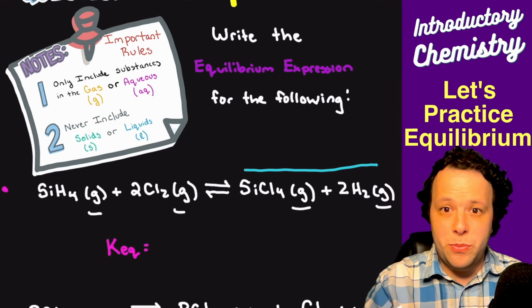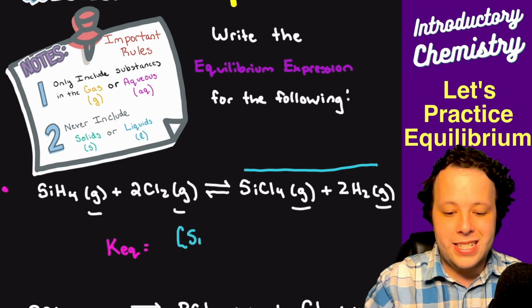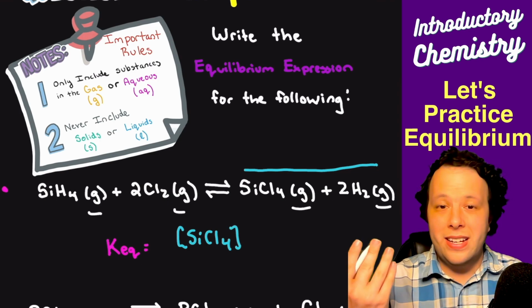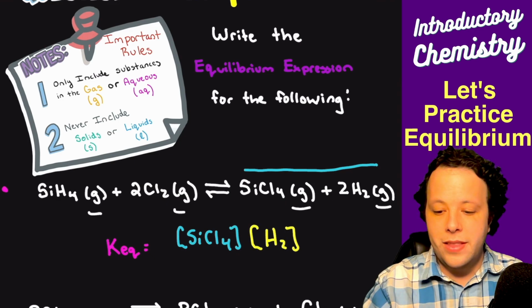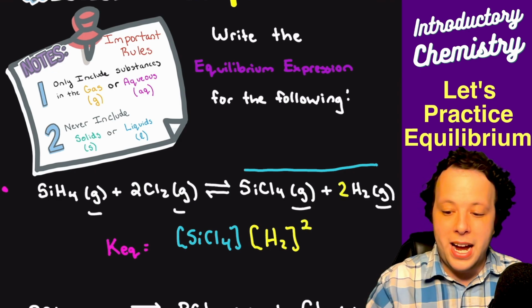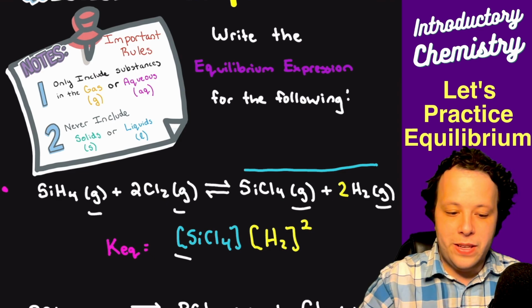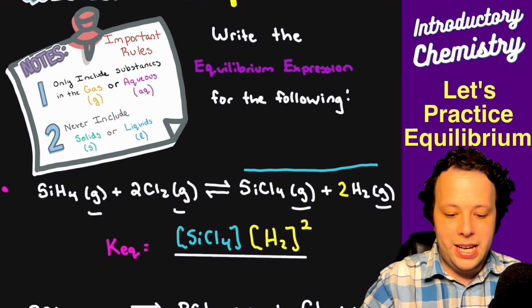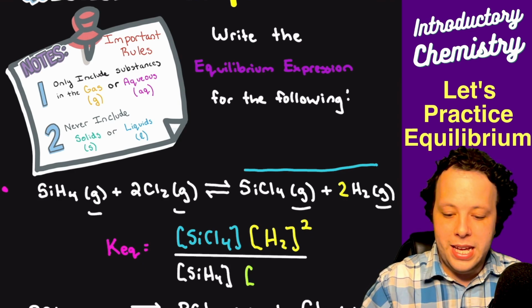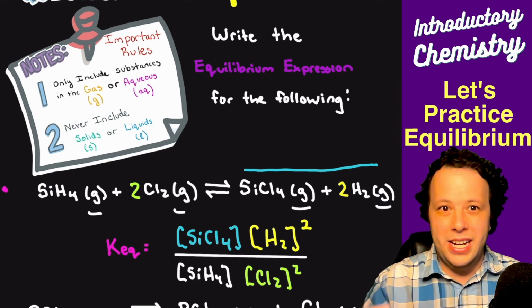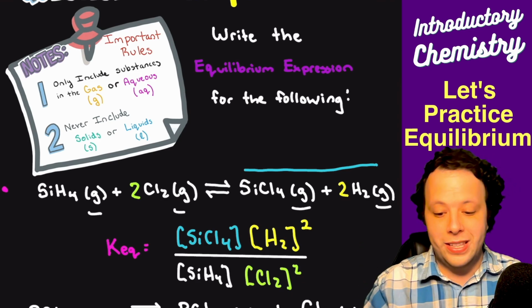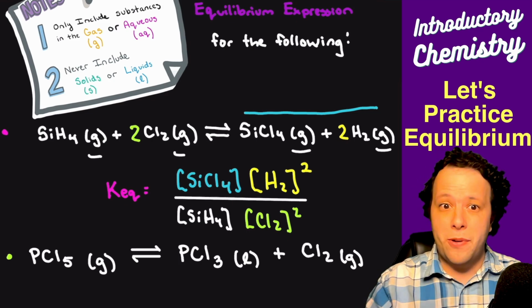So on the right-hand side, we always do products first. So we would write SiCl4 as a product, being that it doesn't have a coefficient, that would be to the power of 1. Then we have H2, that has a coefficient of 2, so we make sure that is to the power of 2. Then from there, we put everything with the reactants. So we have SiH4 to the power of 1. And then Cl2 to the power of 2 because its coefficient is a 2 in the front. Not the subscript, but the coefficient in this case. So that is how we would write a proper equilibrium expression.